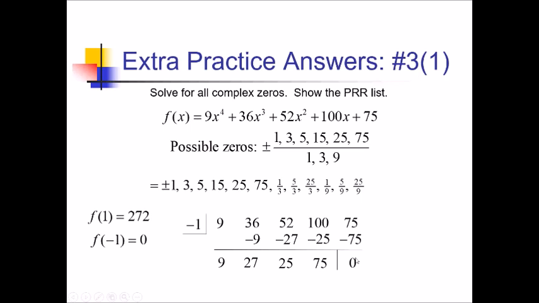Awesome. So this means that we can now factor this polynomial into x minus the box number, x plus 1, times the quotient that we got down here with these numbers. This 9 represents 9x to the third power, because we started with the fourth power, so now we're down to the third power with our quotient. So 9x cubed, plus this is 27x squared, it goes down 1 each time, plus 25x, plus 75. And we're going to set that all equal to 0, because we're trying to find the zeros, and we're going to continue this on the next slide.